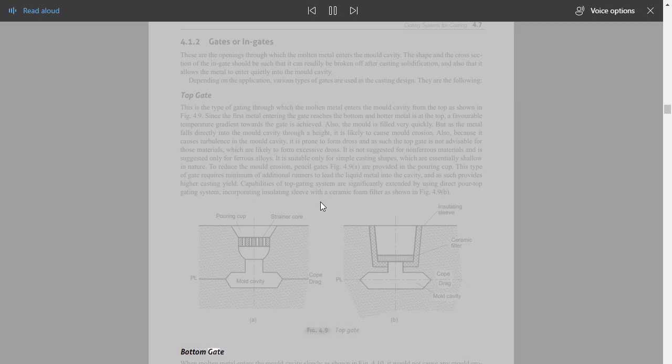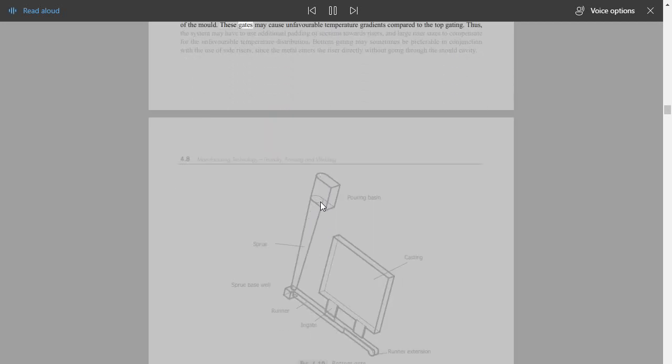Bottom gate. When molten metal enters the mold cavity slowly as shown in Fig. 4.10, it would not cause any mold erosion. The bottom gate is generally used for very deep molds. It takes somewhat higher time for the filling of the mold. These gates may cause unfavorable temperature gradients compared to the top gating. Thus, the system may have to use additional padding of sections towards risers, and large riser sizes to compensate for the unfavorable temperature distribution. Bottom gating may sometimes be preferable in conjunction with the use of side risers, since the metal enters the riser directly without going through the mold cavity.